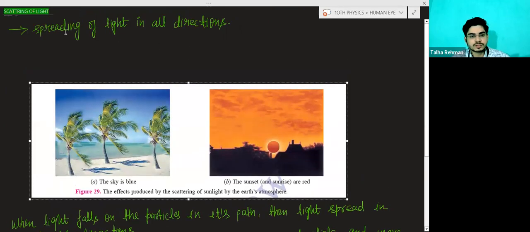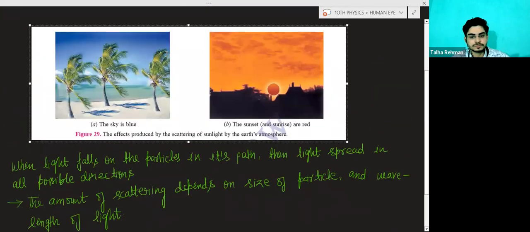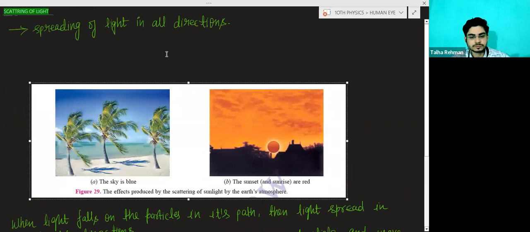Now you can note down this. You cannot make this diagram, just write the effects produced by the scattering of sunlight by the earth's atmosphere. Number one, the sky is blue. Number two, the sunset and the sunrise are red. You can write this text only.